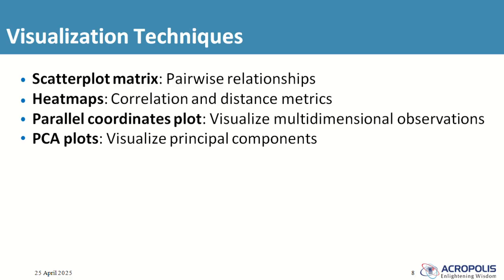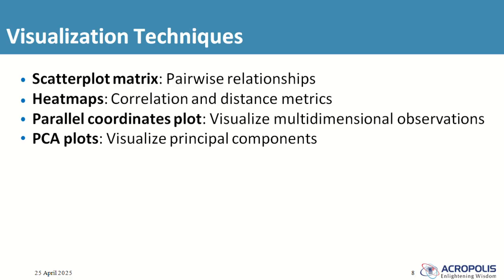Another type is a parallel coordinates plot. Each variable is an axis and each observation is a line that crosses each axis at the appropriate value. The use is to detect clusters or trends across many dimensions, and the challenge is that it can be cluttered with large data sets, but it is great for medium-sized multivariate data.